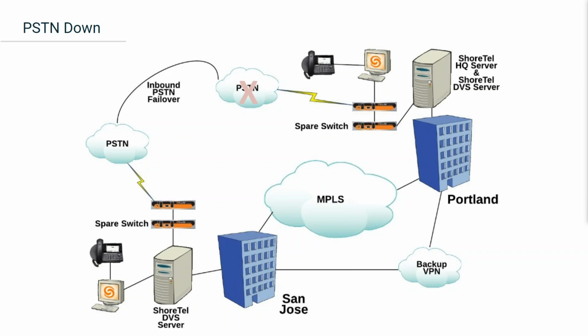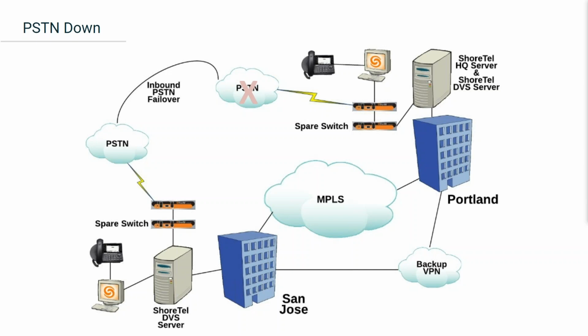So in this case, Portland goes down. I call a Portland phone number. The call comes in. The carrier says, "Oh, my SIP trunks in Portland are down. Where's my backup route? Oh, my backup route is San Jose. Great, let me forward this call to the San Jose SIP trunk." San Jose takes that call.